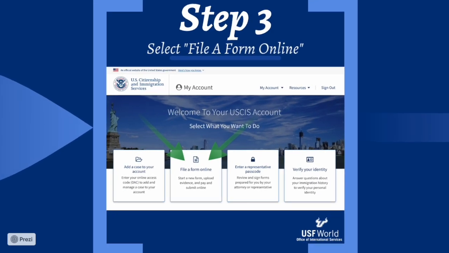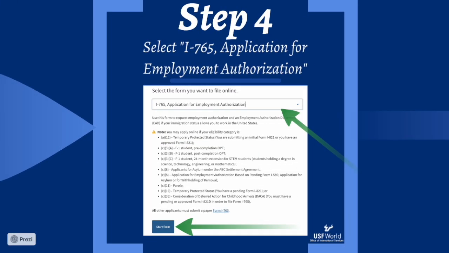The next step is to navigate to the I-765 form through the online filing system. After you are properly logged in, you will be taken to the USCIS main page. Then select File a Form Online. Next, USCIS will ask what form you want to file. In the drop-down menu, find the option I-765 Application for Employment. Once selected, click Start Form.